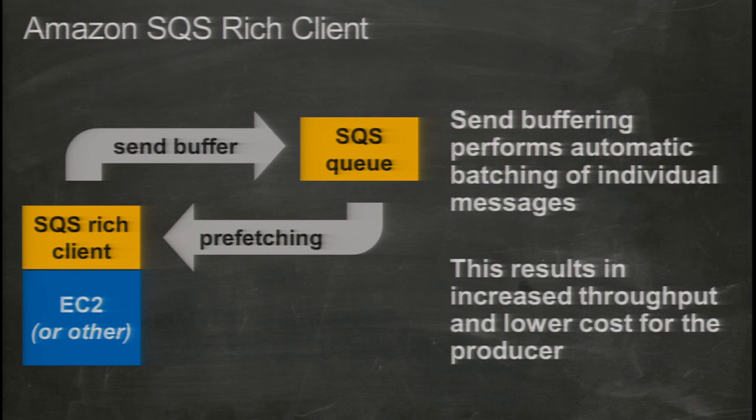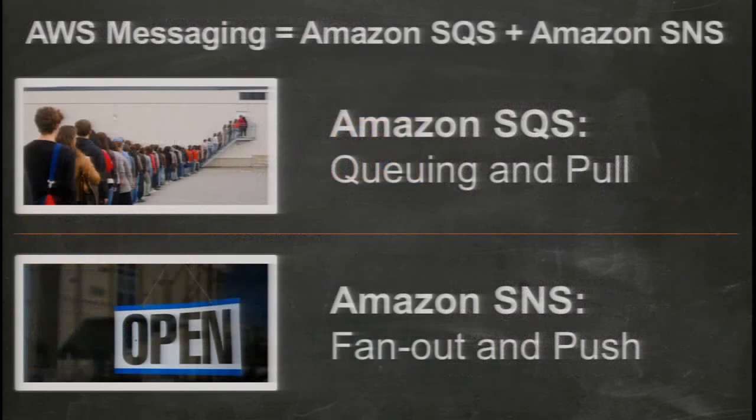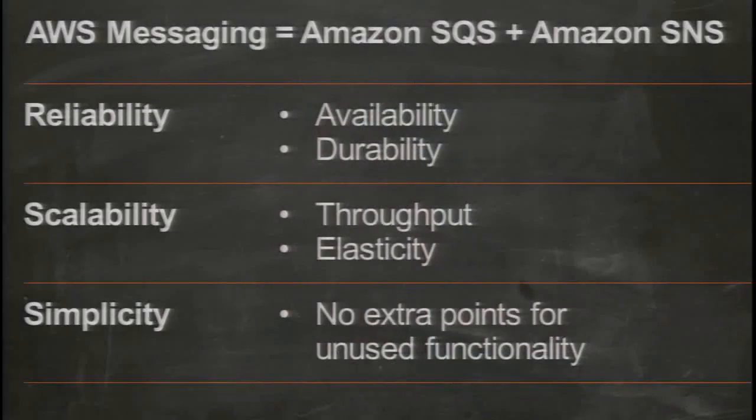So that is long polling and the rich client. And today, we've spoken about two services which work separately, but in some cases work better together. The simple queuing service, SQS, for queuing and pull, and the simple notification service, SNS, for push and fan out. And as a quick review, when you're thinking about how to solve the problems of long queues and high fan out, you should look for solutions that have high reliability, high scalability, and which are simple to implement.